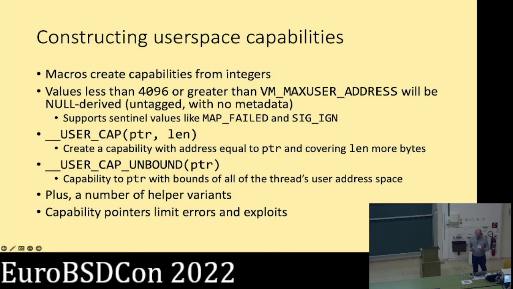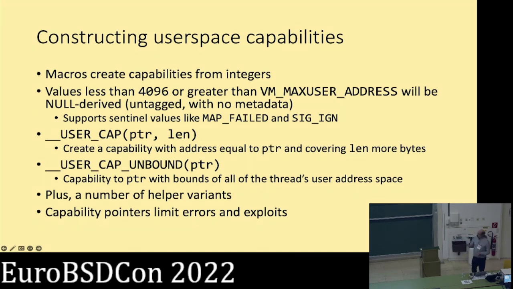So, constructing user space capabilities. How does this work? Well, we have a bunch of macros that help out. There's a little bit of ugliness here, because it turns out that we have a bunch of weird POSIX ABIs where there are magic sentinel values passed as pointers. So for instance, MAP_FAILED returned from mmap is passed as a void star, but it's minus one. And likewise, the ones that come from user space are things like SIG_IGN, ignore a signal, or SIG_DFL, which is the other one. And these are just small numbers passed as pointers. So we don't want to create a pointer to that, because it's not a valid pointer. So what we do instead is we have this little bit of a hack, where basically anything in the bottom page, which you're not allowed to map because that's bad, we had a nasty bug around that once, and also anything above the valid user address space, we create null capabilities or null-derived capabilities which don't have access to anything.